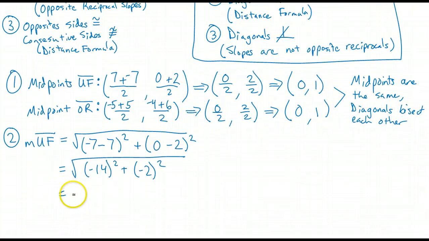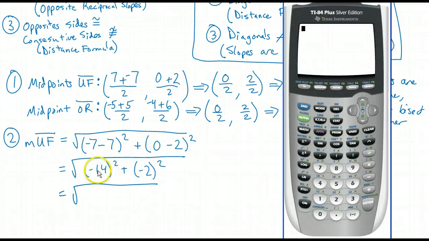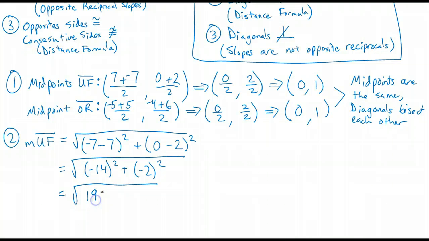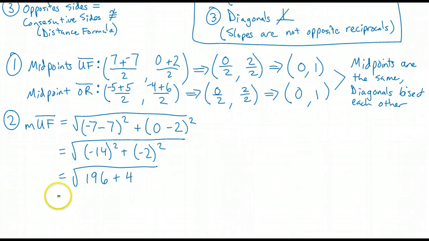Keep going. Negative 14 squared. Notice that negative 14 is in parentheses, so when I use my calculator, I need to put negative 14 in parentheses. A negative number squared gives me a positive answer. Same with negative 2. Negative 2 squared is positive 4. It's negative 2 times negative 2. If you're getting a negative number here, double check your math. Both of these numbers should be positive. So the measure of my first diagonal is going to be the square root of 200.